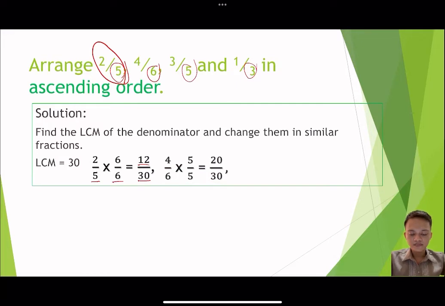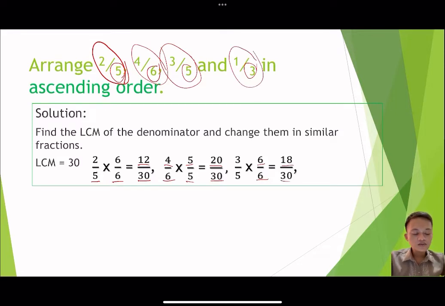Next is, we have 4 over 6. Para maging 30 yung 6, we have to multiply 6 by 5, which is 30, and multiply the numerator 4 by 5, which is 20. So, therefore, ang ating fraction na ay 20 over 30. Next, we have 3/5. Para maging 30 yung 5, we have to multiply it by 6. And, i-multiply din natin ang numerator na 3 by 6. So, 3 times 6 is 18. 5 times 6 is 30. Next is 1/3. Para maging 30 yung 3, we have to multiply it by 10. So, 3 times 10 is 30. And 1 times 10 is 10.